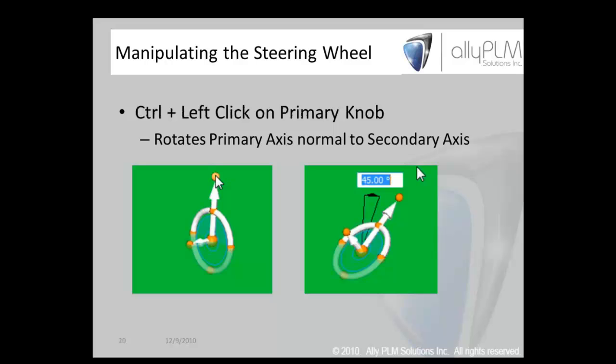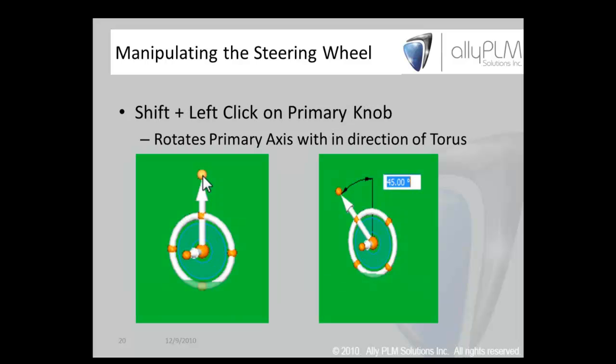So in the screenshot on the right, it's actually leaning straight back, so to speak, and it's kind of normal to the direction of the secondary axis. If I hold down Shift and left click on the primary knob, just as we saw before by holding down Shift and left clicking on the torus, you'll see that we can get once again that dialog box, say 45 degrees in this case, and get a different vector for the primary axis.